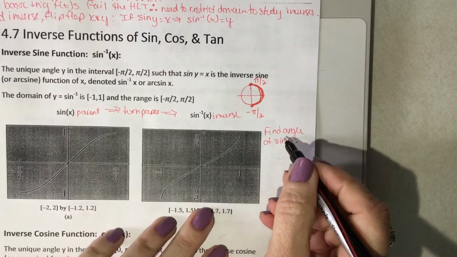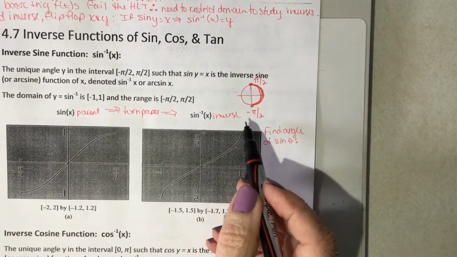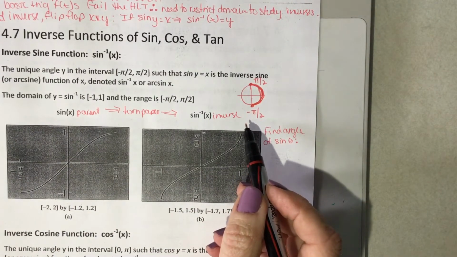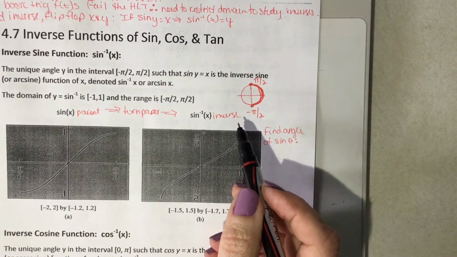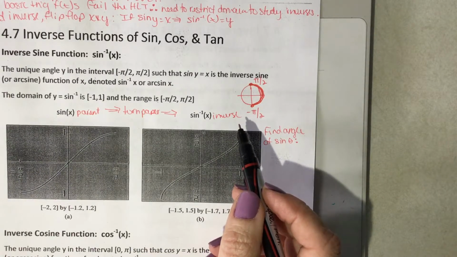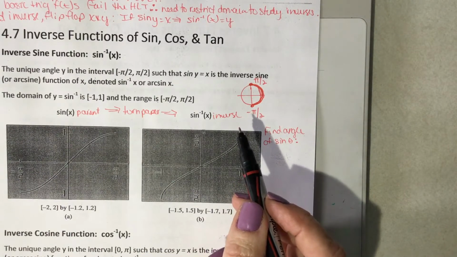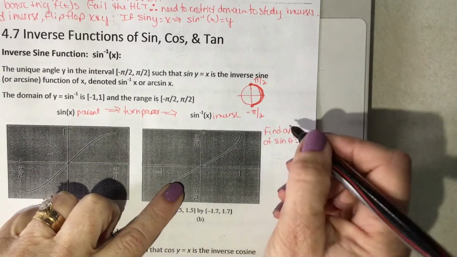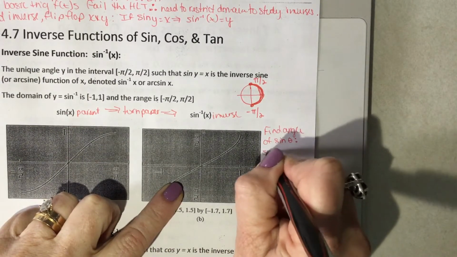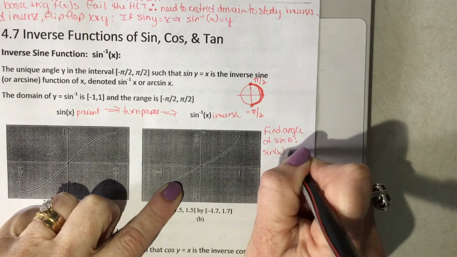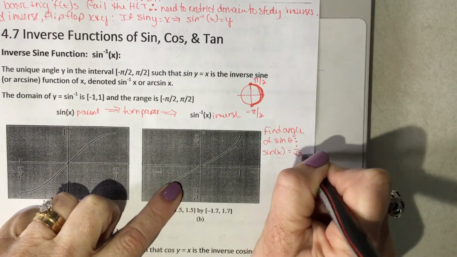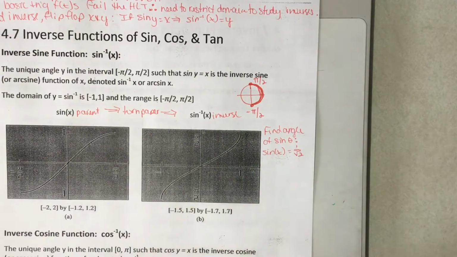So for instance, and this is the part that I was talking about earlier, that this would be confusing. But here comes the part where I think once we get the hang of it, you're going to see, okay, that's really not that bad. All right, so for instance, I want to find the angle of sine of 1 over square root of 2. Okay, so now grab your unit circle.